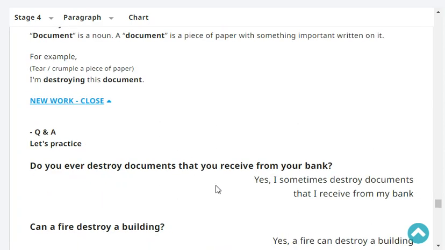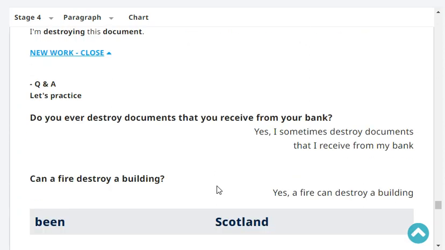Let's practice. Do you ever destroy documents that you receive from your bank? Yes, sometimes I destroy documents that I receive from my bank. Right? Can a fire destroy a building? Yes, a fire can destroy a building. Very good.